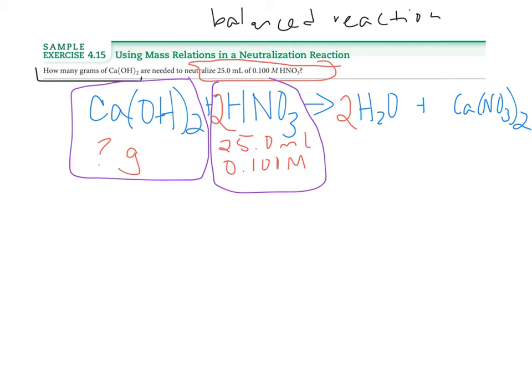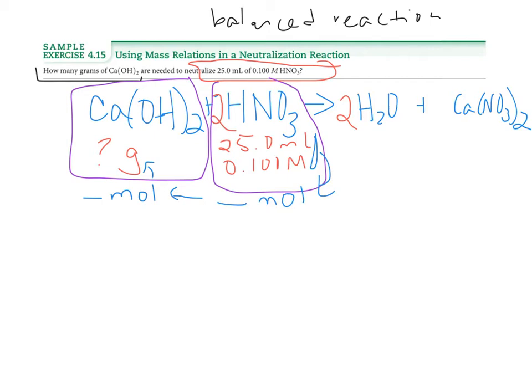Okay, now, in order to figure out how many grams I need of this, I'm going to need to know how many moles I need. In order to figure out how many moles I need of this, I'm going to need to find out how many moles I have of this to start with. In fact, I'm going to write that under there. I'm going to write, I need to know if I can find out the moles of this. I can find that out from the moles of this. That will allow me to find the grams. And I'm going to be able to find the moles of my nitric acid from this information.